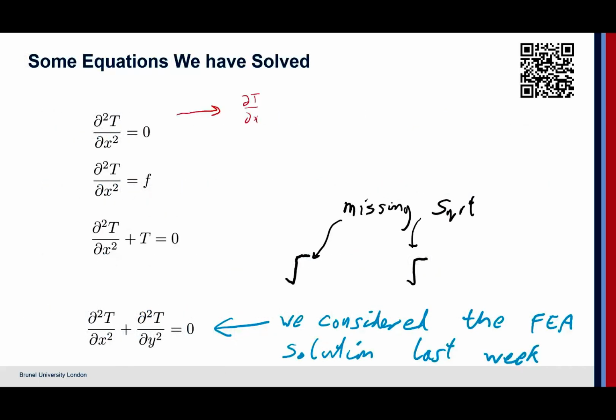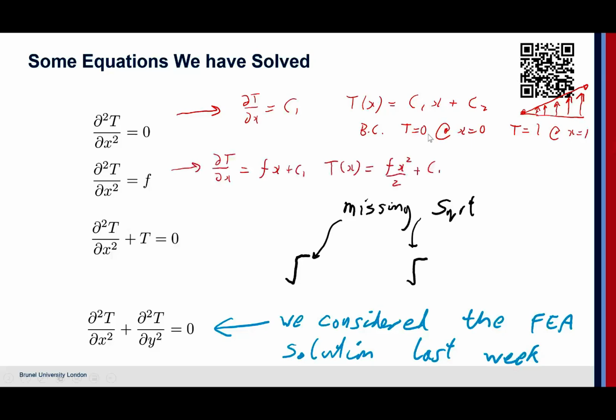Okay, right, so just a summary of where we are. You remember before we solved the one-dimensional solution, which is a linear equation here. Sorry about this.